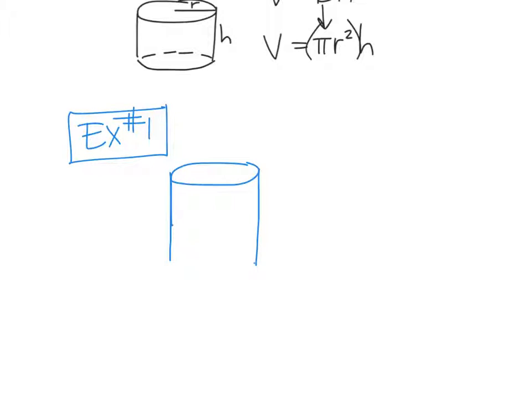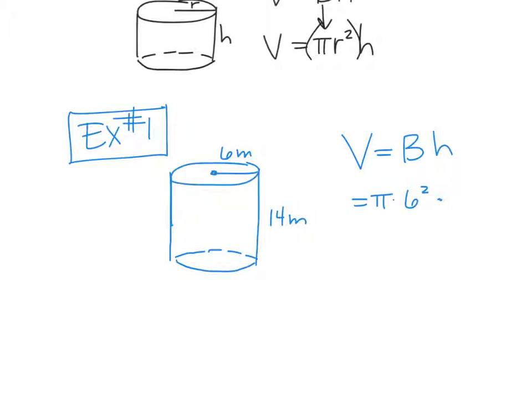We're going to start with this cylinder. Let's say the height is 14 meters and we have a radius of 6 meters. You should be able to find the volume fairly quickly here. So if we're going to use the formula B times H, what is B in this problem? Pi times 6 squared, or 36 pi. What is H?